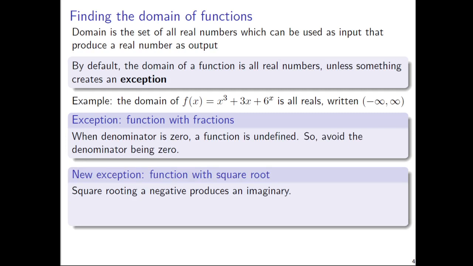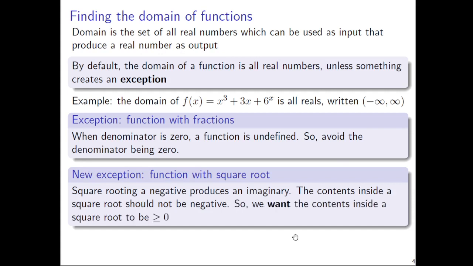We now have a new exception to deal with, and this is a function with square roots. Now, recall that square rooting a negative number produces an imaginary number, and up here, we want to produce a real number as output. So the contents inside a square root should not be negative. Or said differently, we want the contents inside a square root to be greater than or equal to 0. So the first way it was worded was more an avoidance: the contents inside a square root should not be negative. What we really want to have happen is that what we're square rooting needs to be greater than or equal to 0.